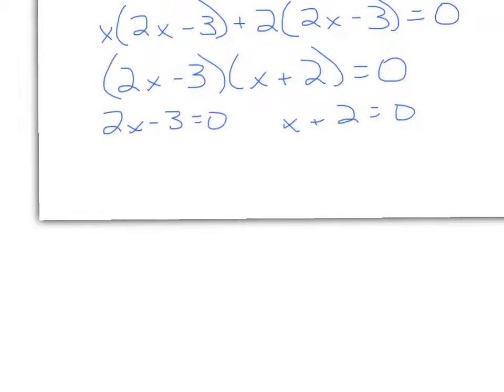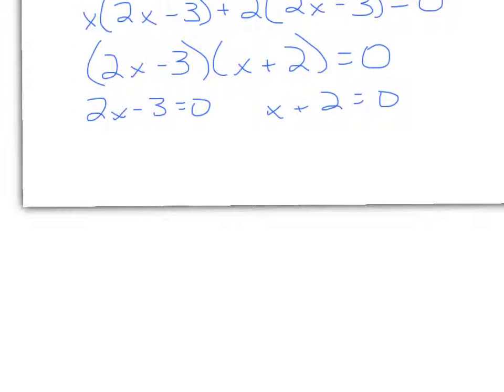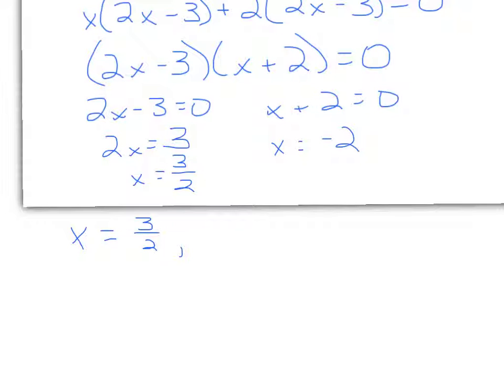And on the left, when we solve, we get 2x equals 3, and then divide by 2, and x equals 3/2. And on the right, we get x equals -2. So the values of x that are not allowed are 3/2 and -2. And that's what they're going to ask you first. What values of x are not allowed? And you type in 3/2 and -2.